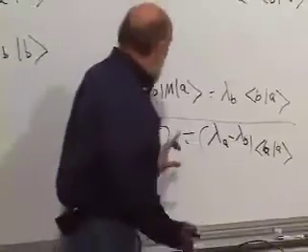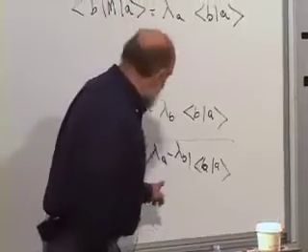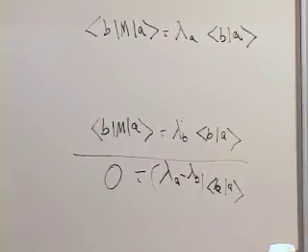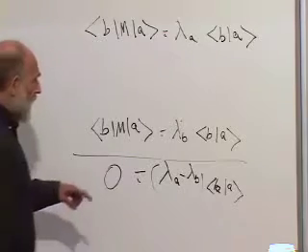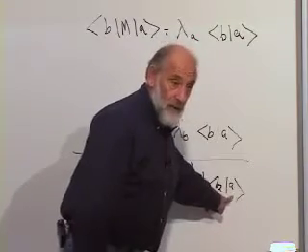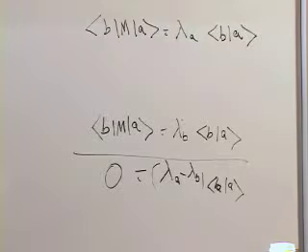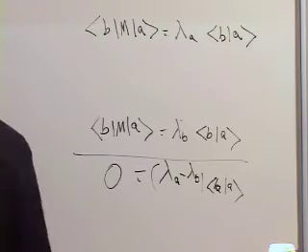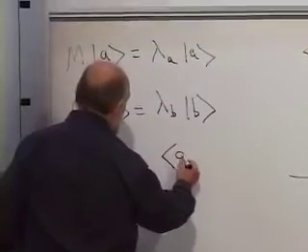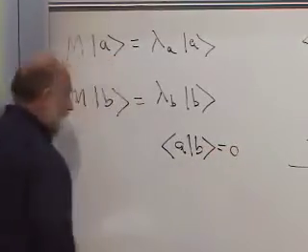But I explicitly said, let us consider two different eigenvalues, two different values of the same observable. If they're different, then lambda A minus lambda B is not equal to 0, and the only possibility is that B and A are orthogonal to each other, that the inner product of B with A is equal to 0. So it follows, for Hermitian matrices, if I have two distinct eigenvalues, I can immediately conclude that these are orthogonal vectors.